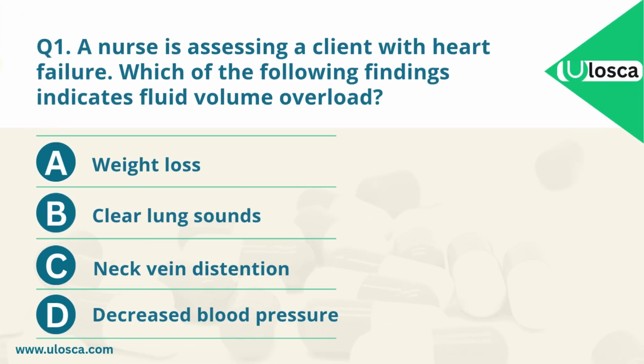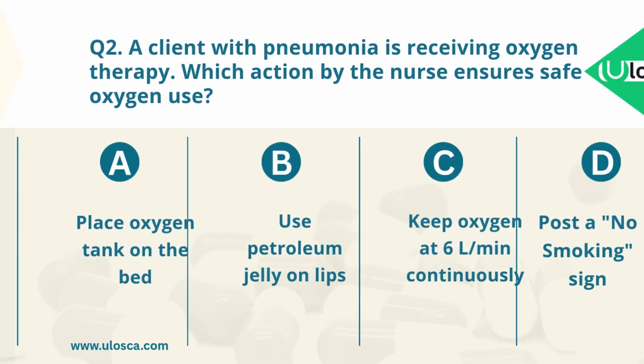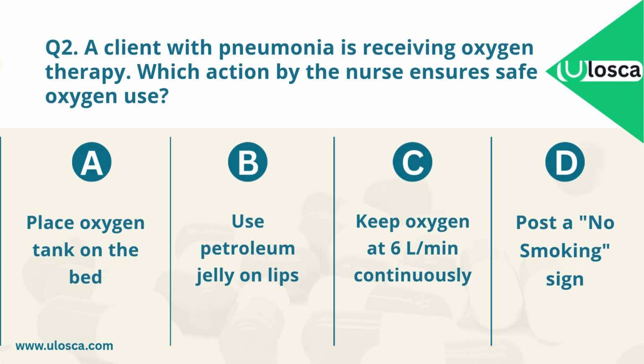The correct answer is C. Neck vein distension. Explanation. Neck vein distension occurs when excess fluid increases venous pressure, often seen in clients with heart failure and volume overload.